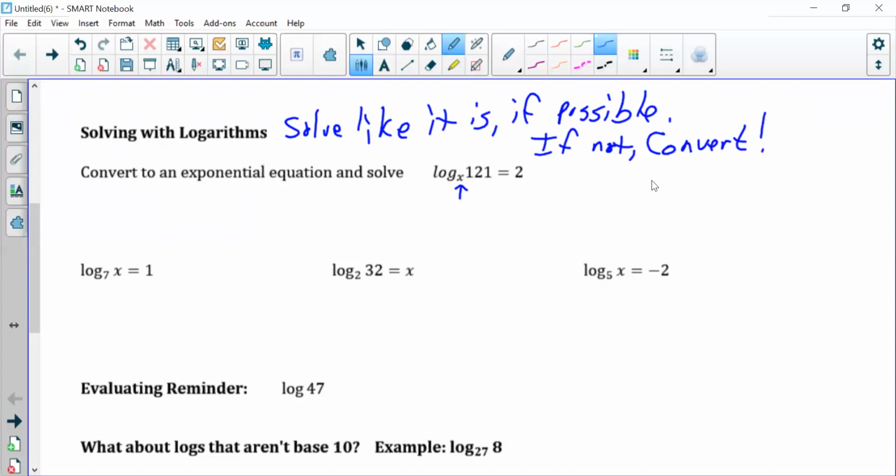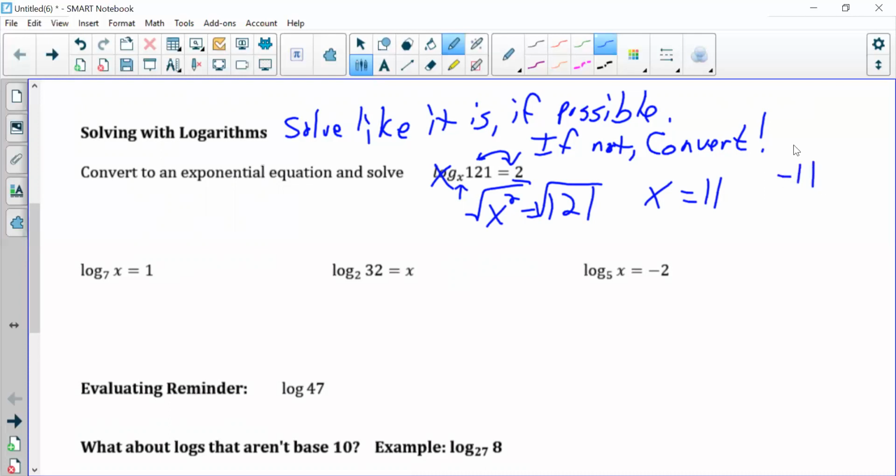All right, so let's convert this to exponential form. We're going to trade places. This becomes an exponent, log goes away. So x squared equals 121. And remember, to cancel out a squared, we can take the square root of both sides. So x equals 11. Now we also know that in our last unit, when we talked about solving square roots, this should also be -11.